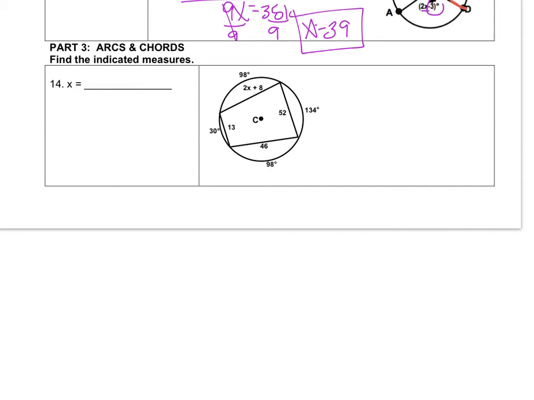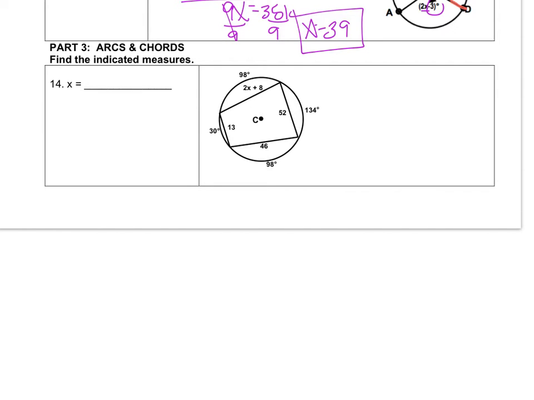Okay, on 14, we went to part 3, arcs and chords. It says find the indicated measure. On this one, there is a theorem. It says in a circle, 2 minor arcs are congruent if and only if their corresponding chords are congruent. So you're looking for minor arcs, so minor is less than 180.